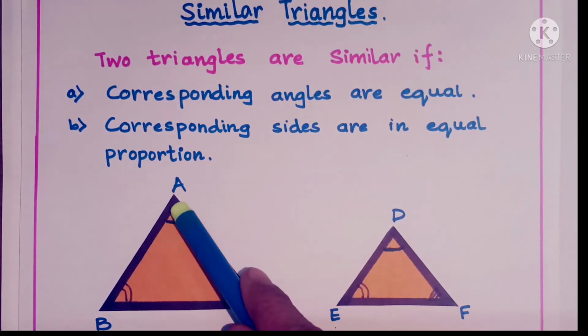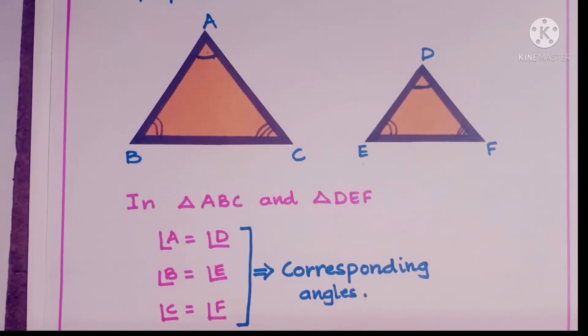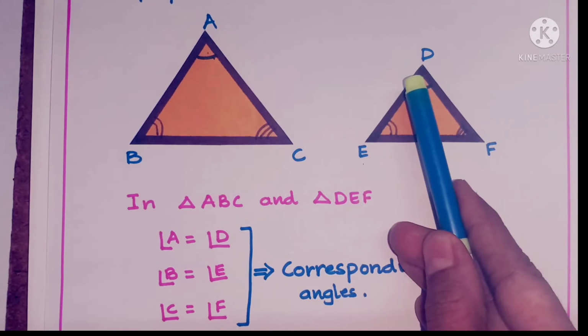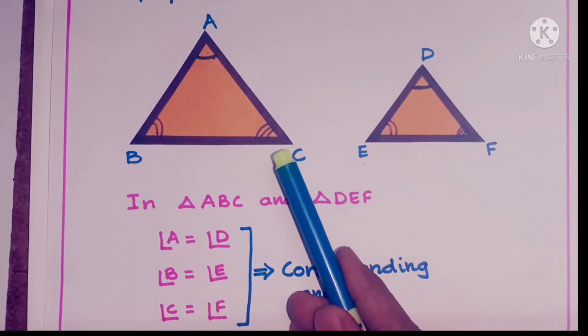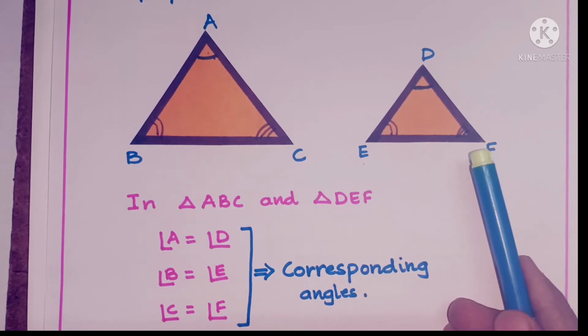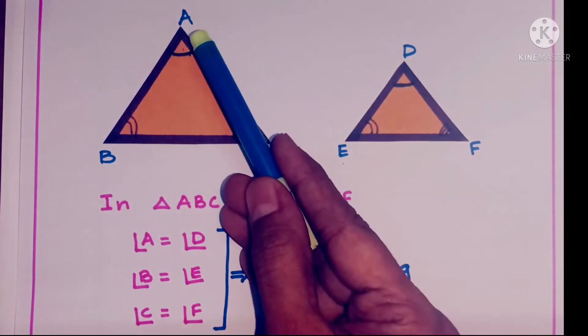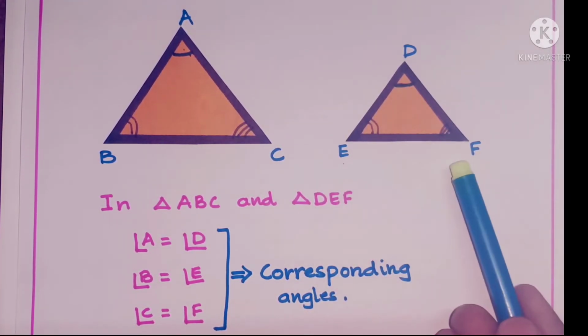We have here angle A, angle B and angle C. On this side we have angle D, angle E and angle F. We have already seen that corresponding angles are angle A and angle D. Angle B corresponds to angle E and angle C corresponds to angle F, right? So we have two triangles, triangle ABC and triangle DEF.